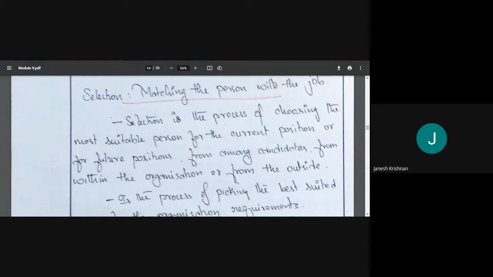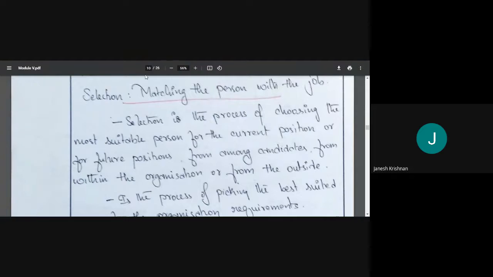Both. So what is the process? Selection means three things have been done. One is I'm selecting the best suitable person for the job. Second, the job might be a current or future requirement. It may be a current requirement, it may be a future requirement. And three, the person may be from my own organization or from outside. Right? These are the three things in selection.